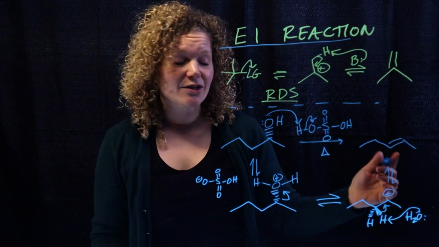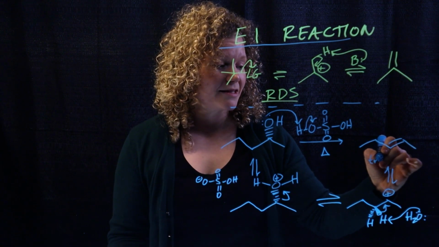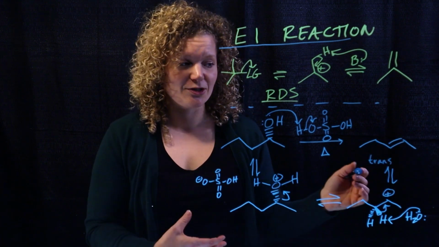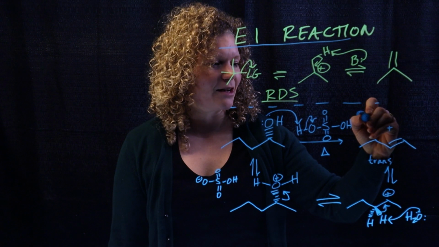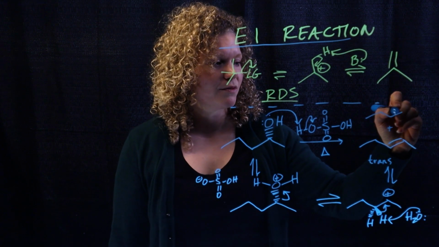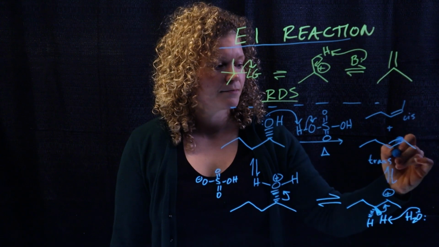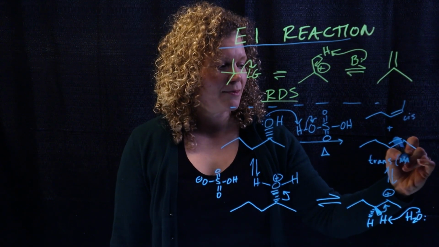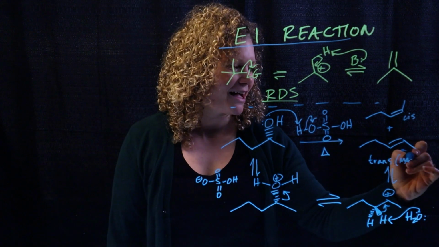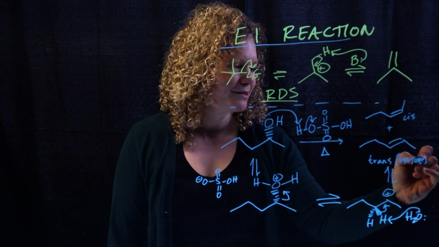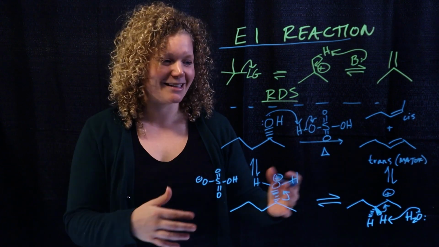Now, I've drawn here a trans alkene. It's trans because the 2 alkyl groups are opposite of each other. This is the most stable, but you'll also form some of the cis alkene, in which both of your groups are on the same side. The trans is more stable because the 2 groups are opposite of each other. There's less steric clash, so this is typically the major, and it's the most substituted, thermodynamically stable product here.